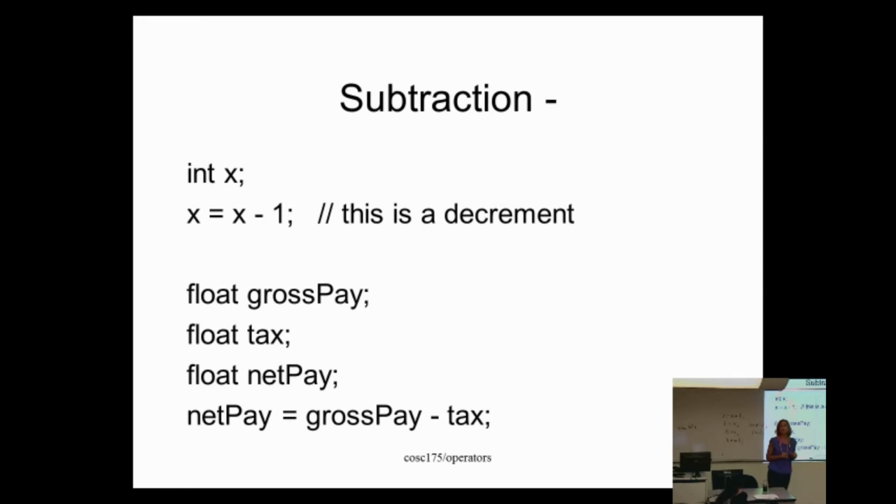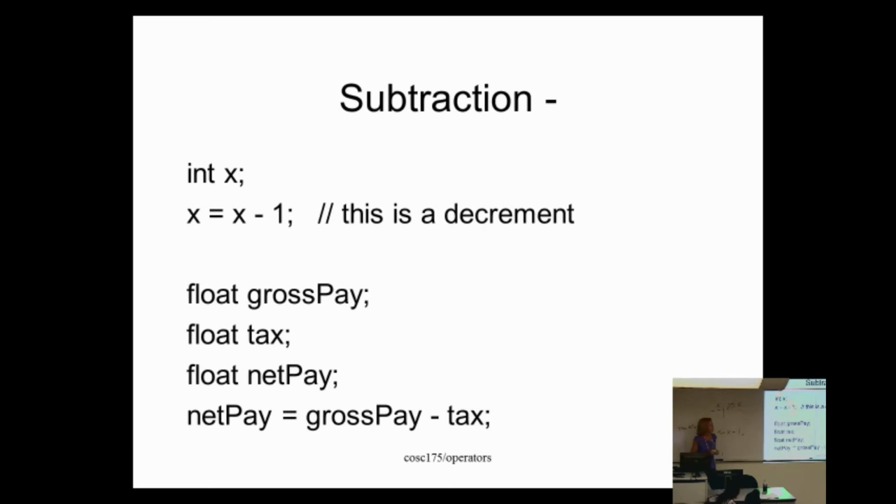operator is subtraction. Yay, this looks the same too as what you're used to, right? We always use a minus symbol. Now, when I take something down by 1, so let's say that x had a 10. If I say x equals x minus 1, what happens with this operation? 10 minus 1 is 9. 9 goes into x.